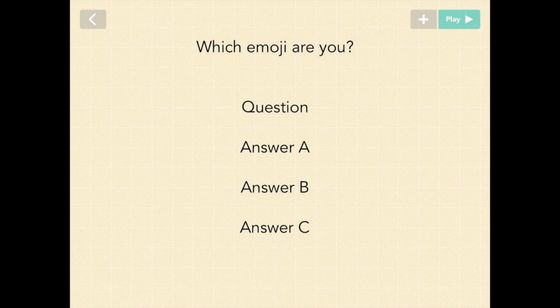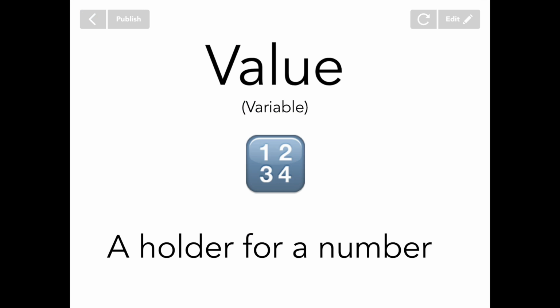What we're going to need to do now is make it so that the questions and the answers can change as you go along the quiz. We're going to do that with values. A value or variable is a holder for a number. And once you make a variable, you can set it and change it and check what it is and even use it in events. Values are super useful for programming, and we use them every day.